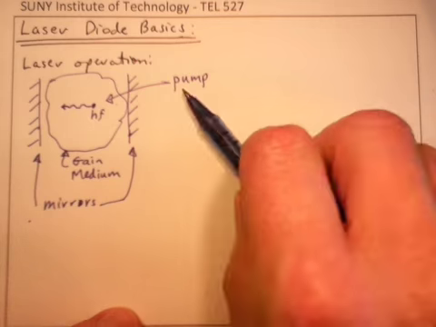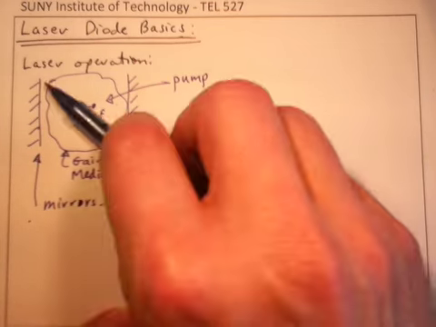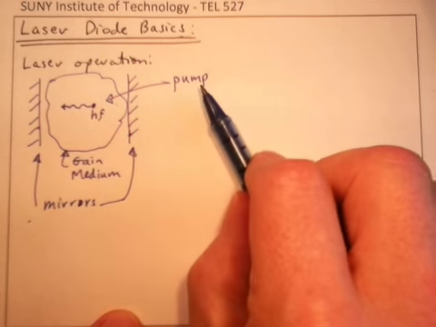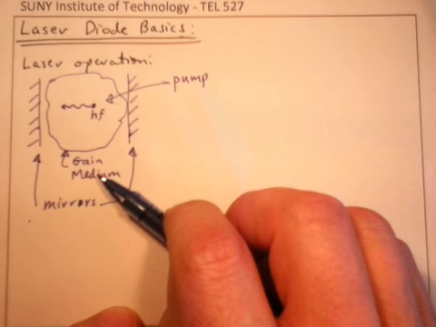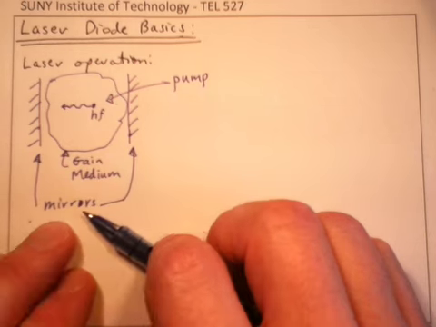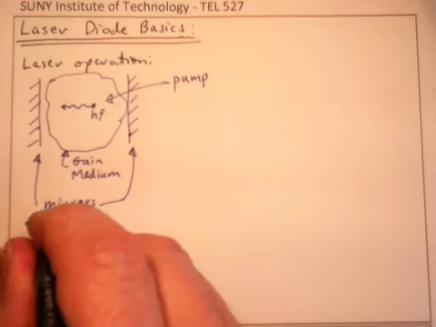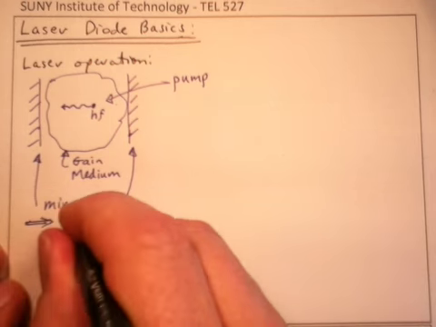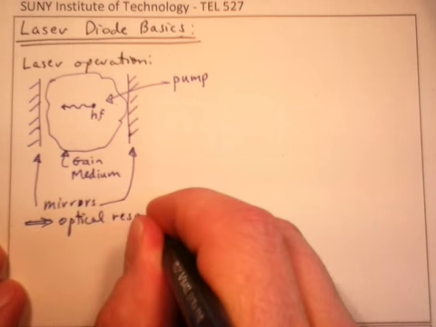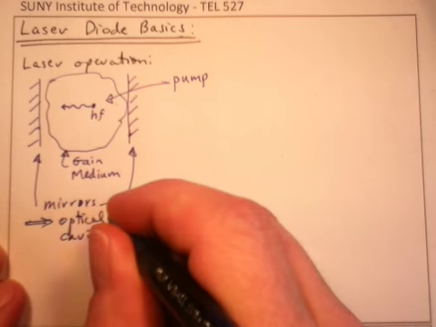There's three things you need for laser operation. You need to pump some photons into the region of space with some sort of a light source. That region of space needs to be a gain medium. And number three, you need to have that gain medium inside of an optical resonant cavity. In other words, you've got two mirrors facing each other.